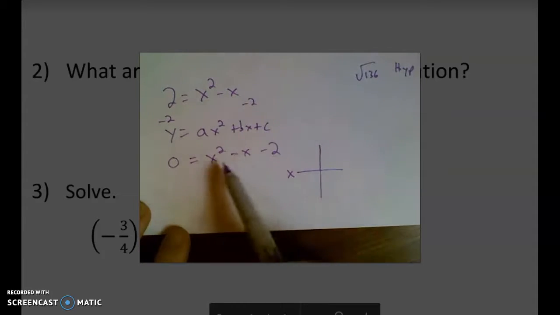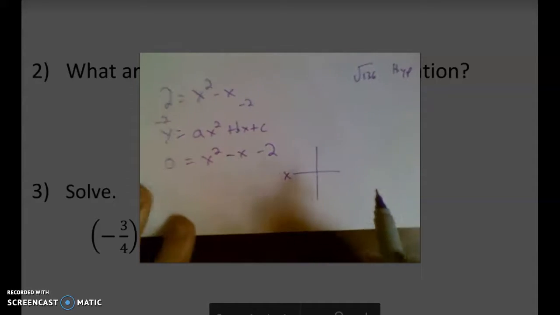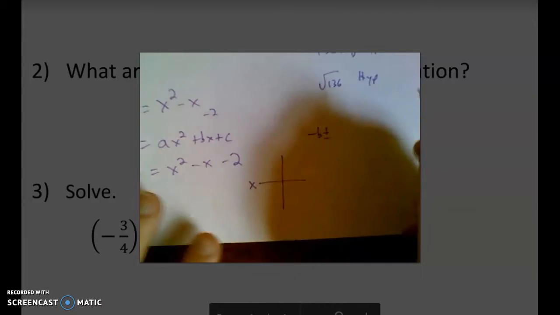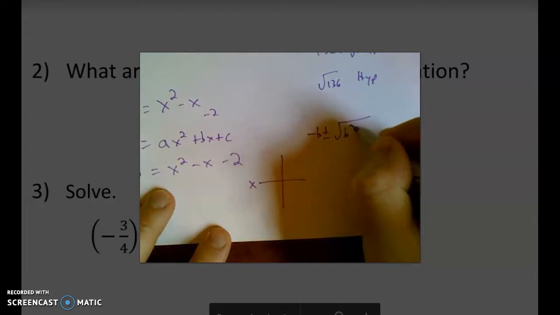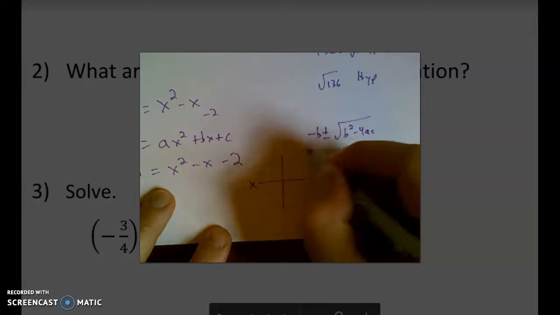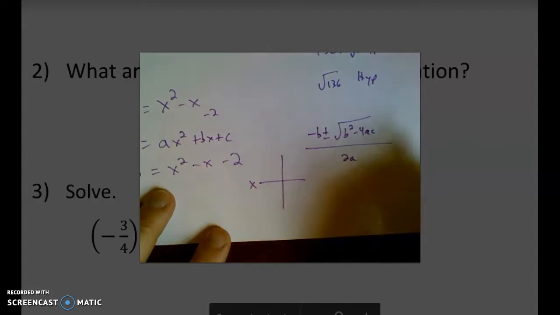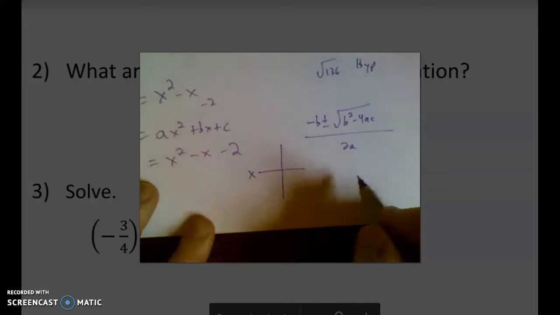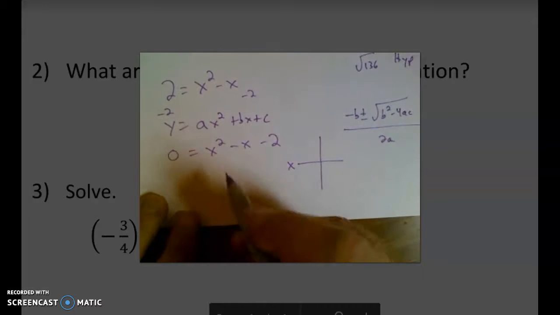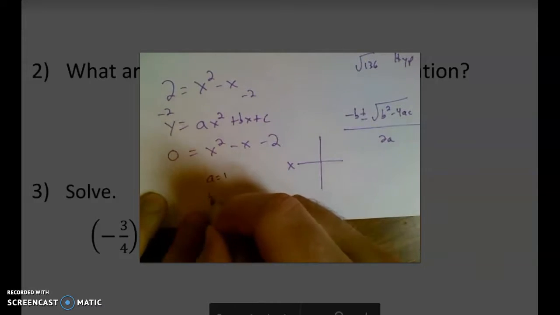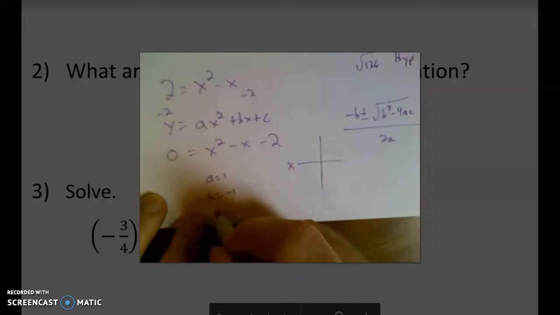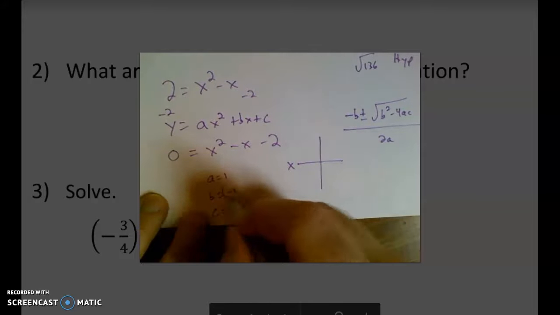So maybe I could try and factor this. Right? I'm going to use the quadratic formula today. So that is the opposite of b plus or minus the square root of b squared minus 4 times a times c all over 2a. At this point, hopefully you have that memorized. And then in for a, I'm going to put the value of 1 because there's 1x squared. In for b, I'll put the value of negative 1 because there's negative 1x. And in for c, I'll put negative 2.